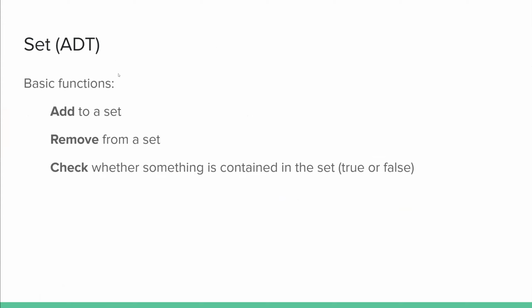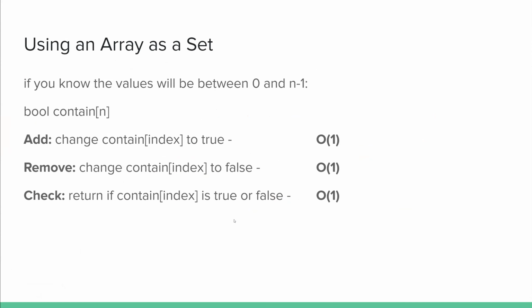So a set is something where you can add to a set, you can remove from a set, and you can also check whether something is contained in the set. This might be hard to wrap your head around, but you can first think of it as using an array as a set. So let's say you have a Boolean array of size n, and you know the values will be between 0 and n-1, then if you add to the set, you can change the contain value at that index to true.